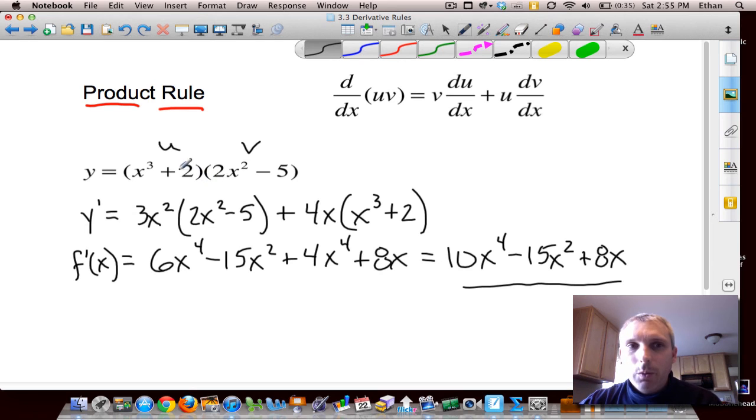But we will soon hit some functions that it just doesn't work. Trig stuff, other stuff, and it's important that we know the product rule. So you're going to need to know how to go through this step-by-step pattern. Okay, so you'll get practice on it Monday in class.